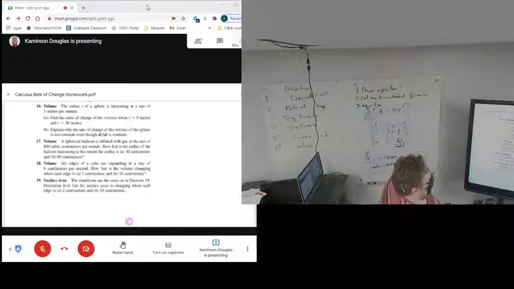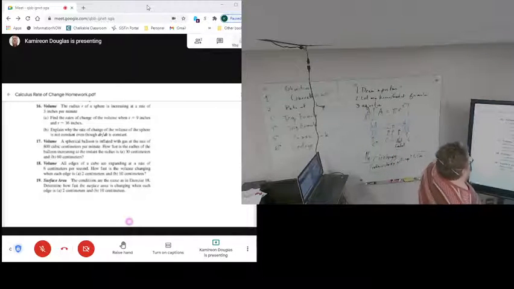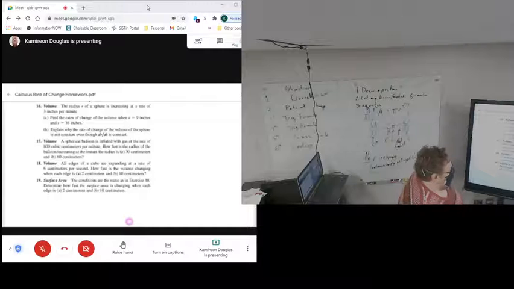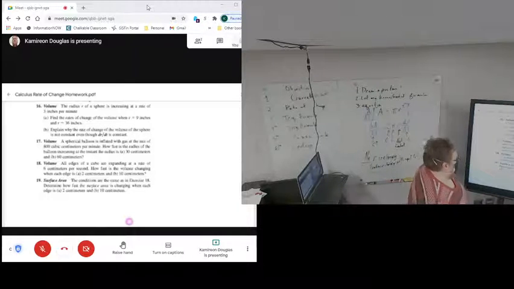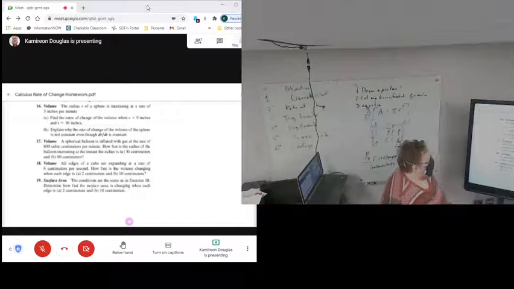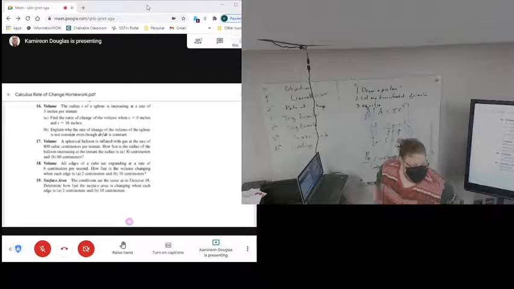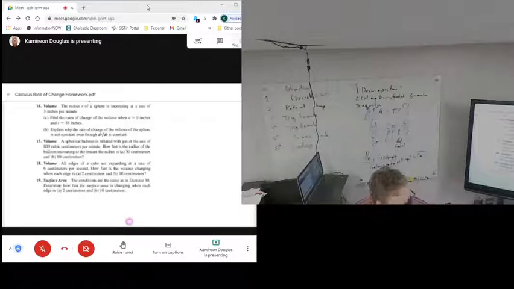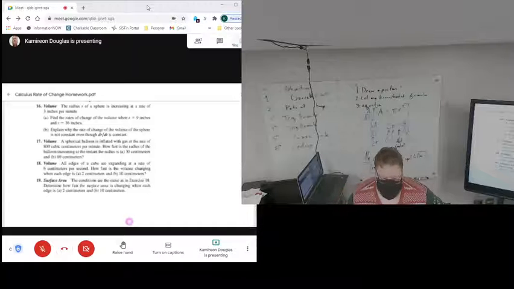The radius of a sphere is increasing at a rate of 3 inches per minute. A. Find the rates of change of the volume when r equals 9 inches and r equals 36 inches. B. Explain why the rate of change of the volume of the sphere is not constant, even though dr/dt is constant. Say what? B is really easy. You're right. You can solve B without doing anything else. It's a conceptual problem. Do you understand the picture of what this thing is doing?